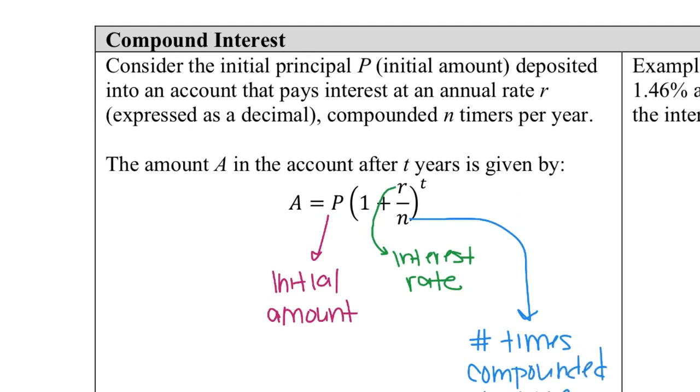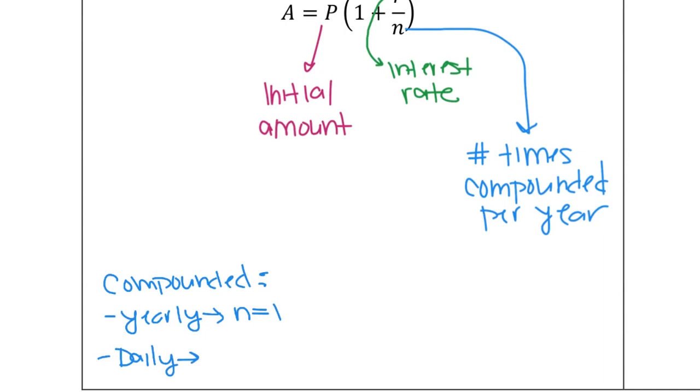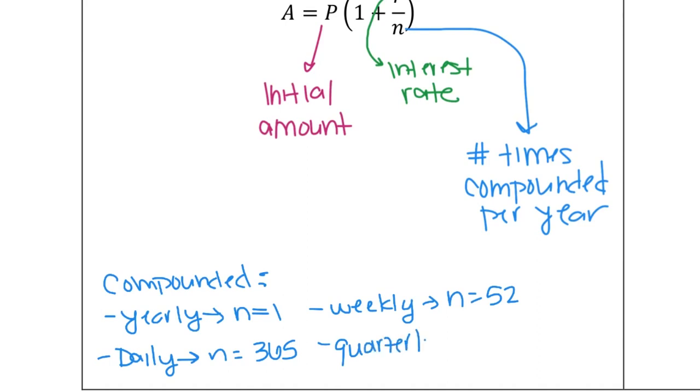Let's talk about that for just a minute. If you are compounded yearly, how many years are in a year? That would be 1, so your n would be 1. If you were compounded daily, how many days are in a year? 365. So that would be your n. Let's say you're compounded weekly. How many weeks are in a year? That'd be your n of 52. If we say we are compounded quarterly, if we divide a year into quarters, that means your n would be 4. And then the last one that's most common is monthly. If you're compounded monthly, that means you have an n value of 12. It's basically how many of those increments you can fit into a year. That's how you can figure out what n is.